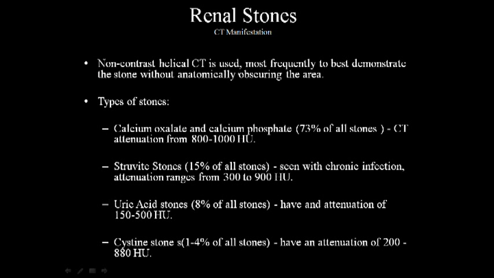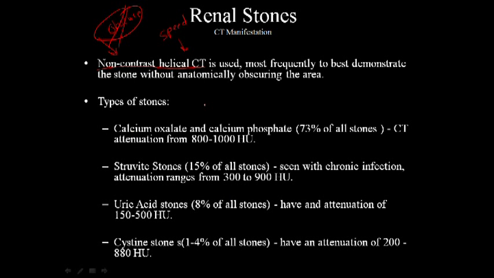So what you're going to see in terms of CT is kind of different depending on what type of stone it is. You typically want to use non-contrast helical CT. Helical CT for the speed, and non-contrast so you don't obscure. The last thing you want to do is obscure, and so you want to eliminate that. CT is the most frequently used to best demonstrate the stone without anatomically obscuring the area. It offers us the best representation of the renal stone.